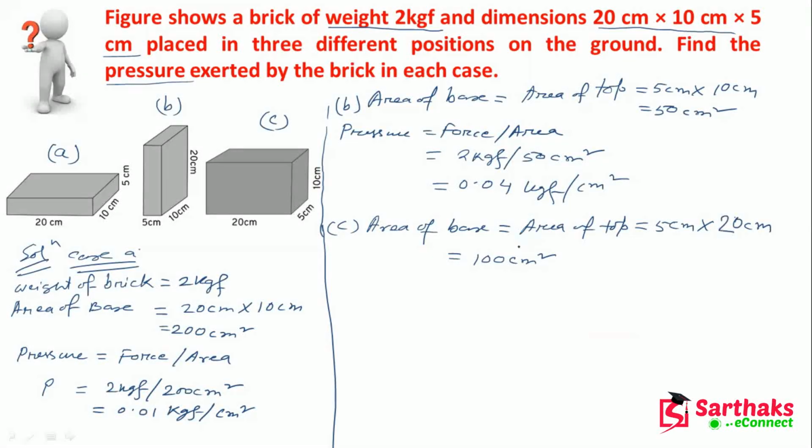This will be 20. So pressure, this is the force by area. So 2 kgf divided by 100 centimeter square. So pressure equals 0.02 kgf per centimeter square.